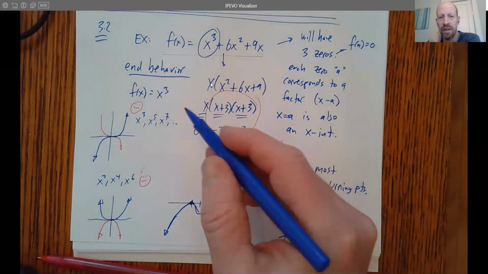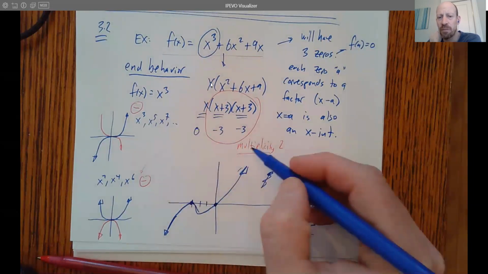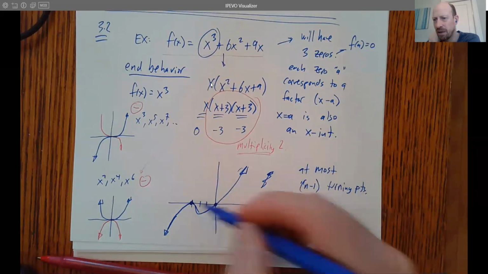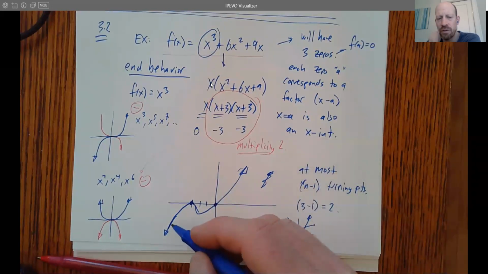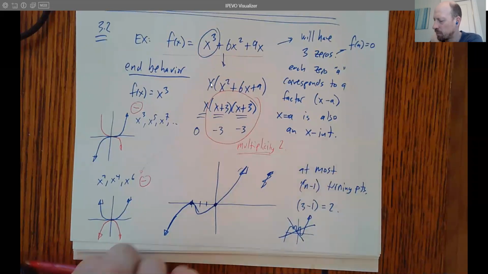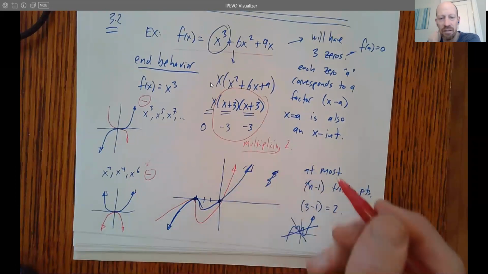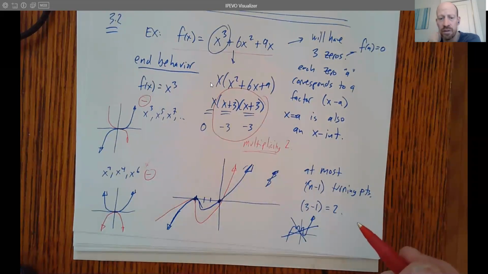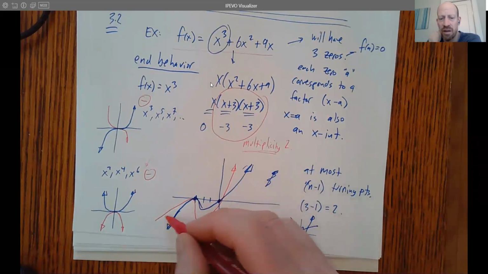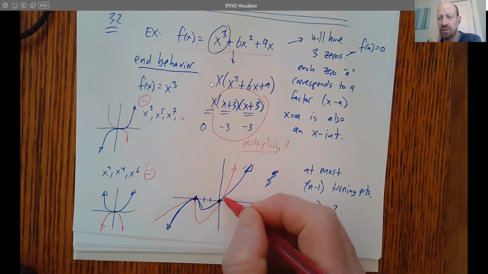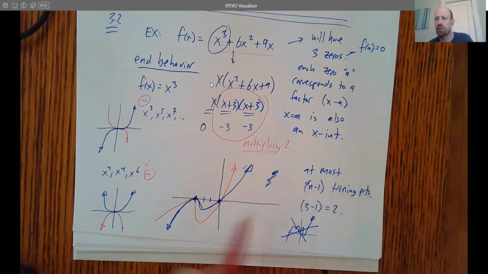Figure out what the end behavior is, figure out what the multiplicity of those zeros are, and then from that, figure out what the graph might look like. Now, we don't know exactly what it looks like. You could have sketched something like that, and that is equally correct. Right? It matches the right end behavior, it matches the right zeros, and it matches the right behavior at each of those zeros. So those are the things that I am looking for with these graphs.